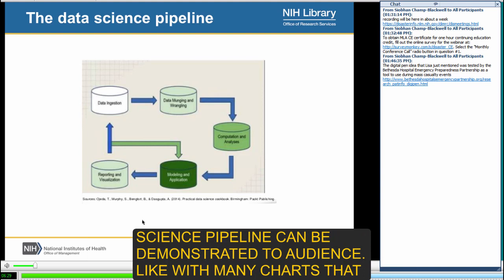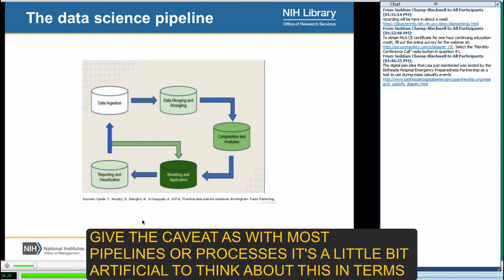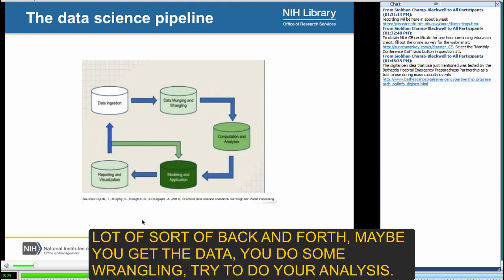Like with many charts that demonstrate processes, you can see that there are arrows going a lot of different directions with this. And so I would give the caveat, as with most pipelines or processes, it's a little bit artificial to think about this in terms of specific steps that stop and start at a particular point. It's really a very iterative process and involves a lot of back and forth.